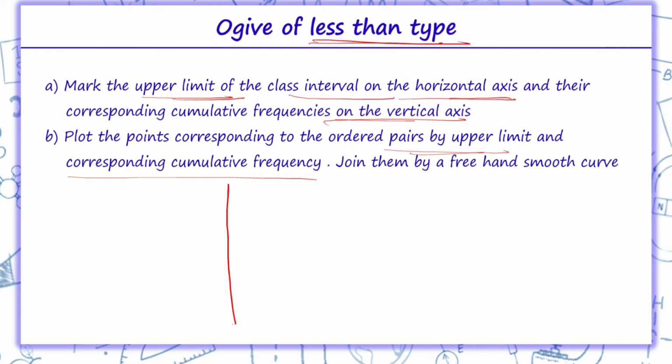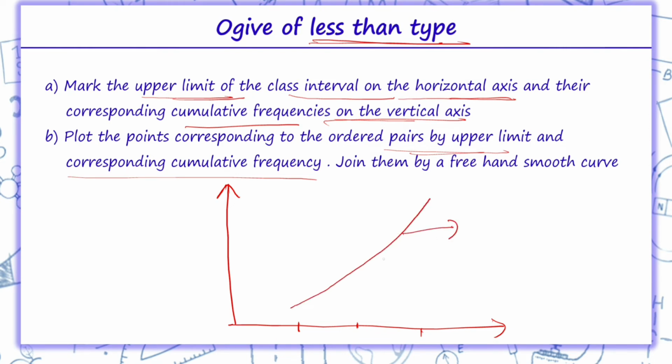So, let us suppose this is a graph. Here in the x axis we have upper limit and in the y axis we will plot cumulative frequency. When we join these points by freehand, we will get a curve like this. This curve will always be moving in the upward direction. So, this is known as less than ogive.